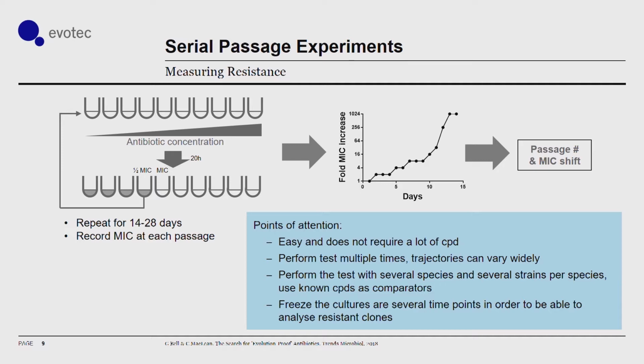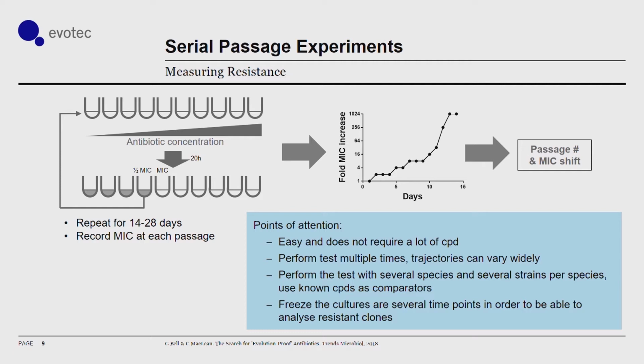A few points of attention. This is very easy. This is just an MIC, so it requires very little compound. You need to perform the test multiple times. Each time you do the test, the trajectory will be different. And please don't cheat. If you do the experiment in triplicate or quadruplicate, do not average the MICs. It makes no sense. This is a stochastic event, so you should consider each trajectory as an independent trajectory.